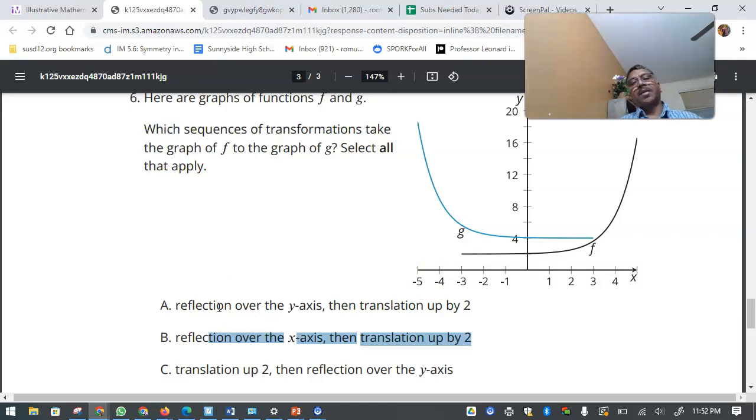So this completes lesson number 7, practice problem.